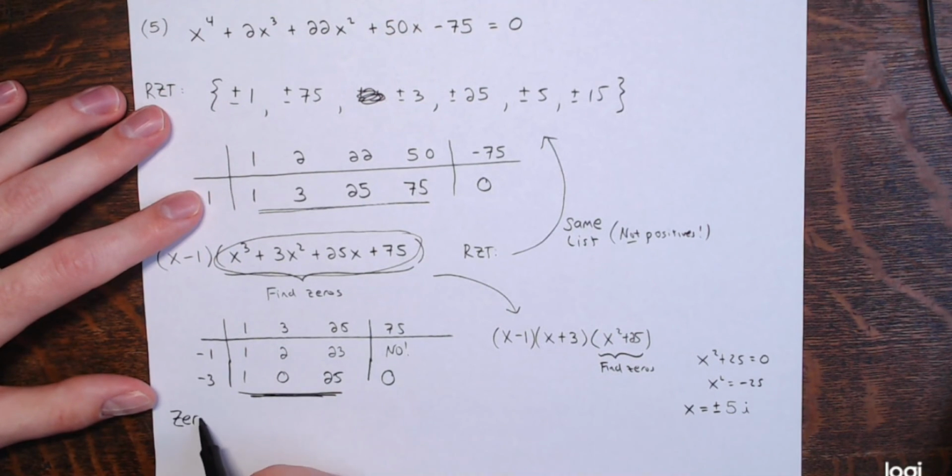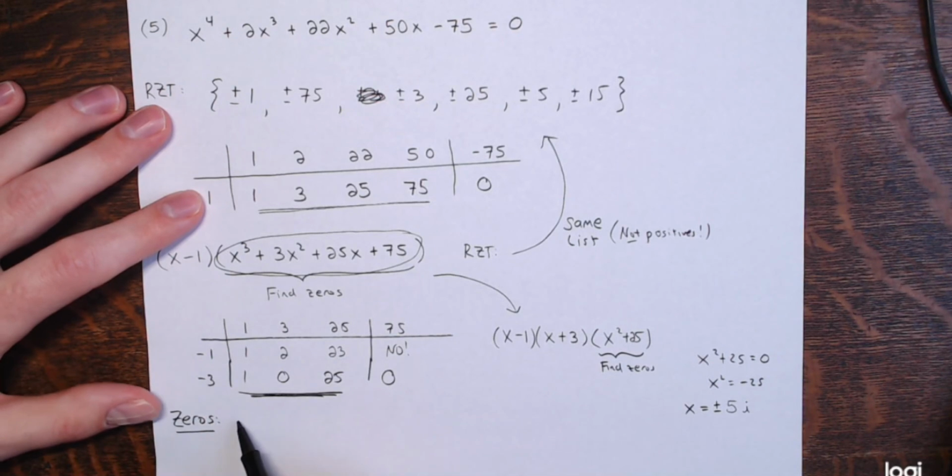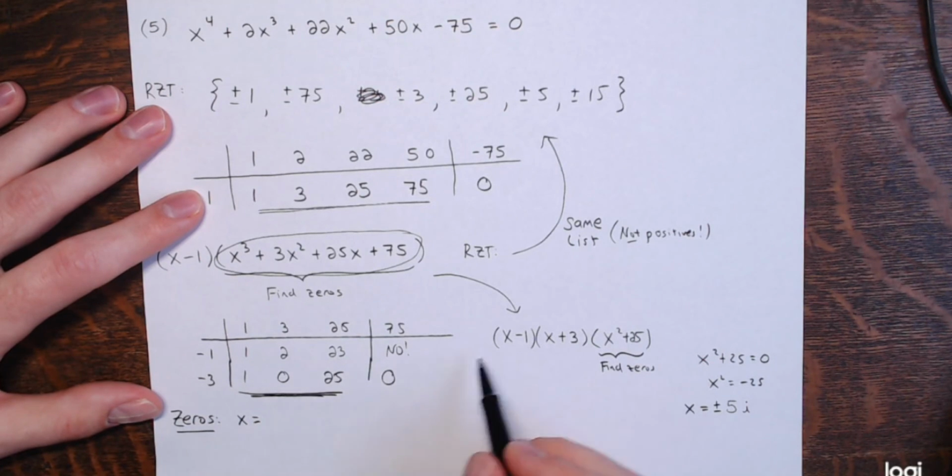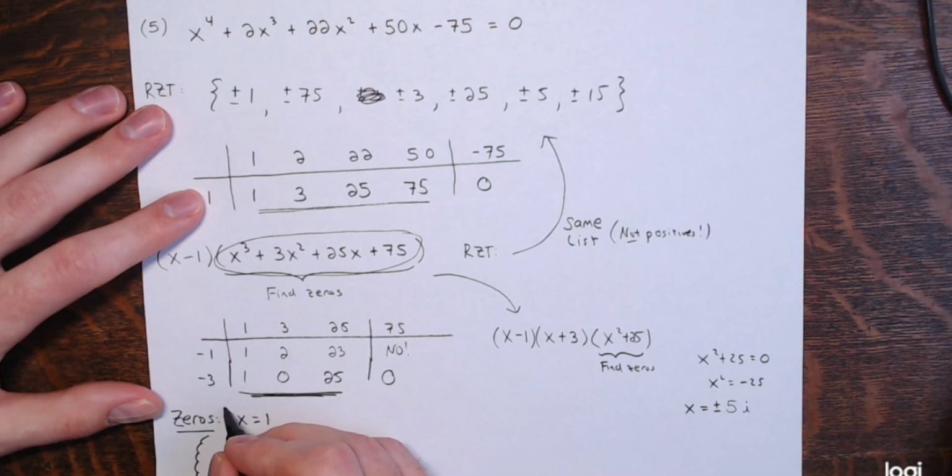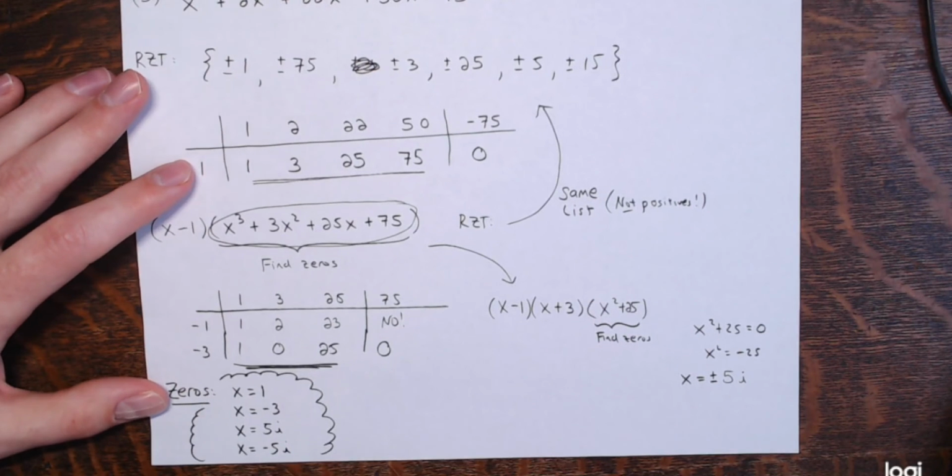All right, all the zeros. The zeros are x equals 1, x equals negative 3, and then from this last factor here we have 5i and negative 5i. x equals 5i, x equals negative 5i. And there we go. Sorry, that's off the screen there. I apologize.